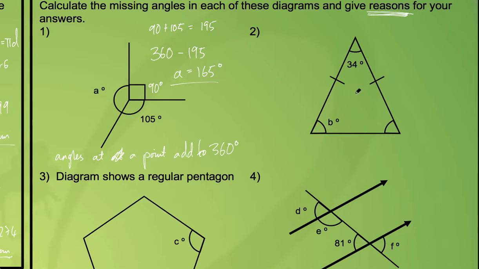In this one, I'm going to do 180. It's an isosceles triangle, which means that I know that this is the same as that. So I need to use the rule that angles in a triangle add to 180 degrees. So my first step is 180 minus 34 equals 146. The reason for that is angles in a triangle add to 180 degrees.